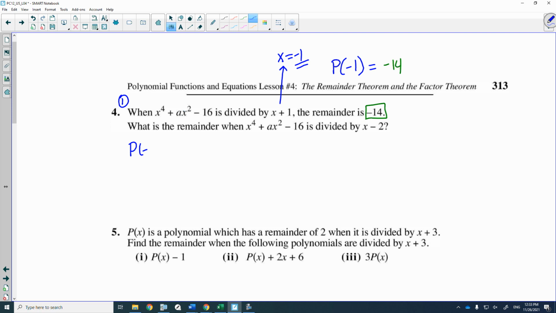So p of negative 1 is equal to. So again, try this using the remainder theorem as opposed to synthetic division. Negative 1 to the power of 4 plus a negative 1 squared minus 16. P of negative 1, so the remainder is negative 14.